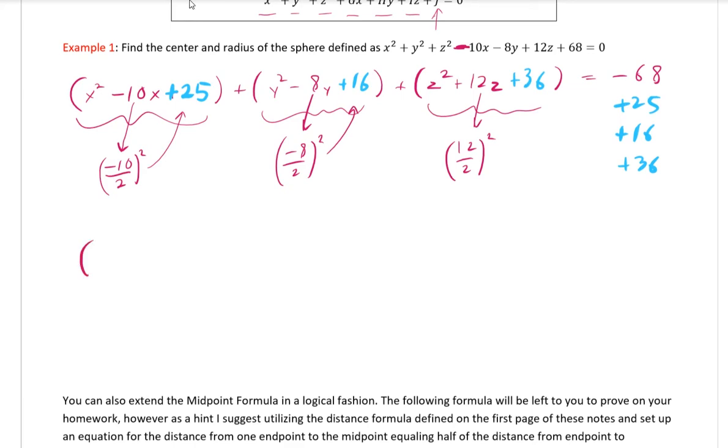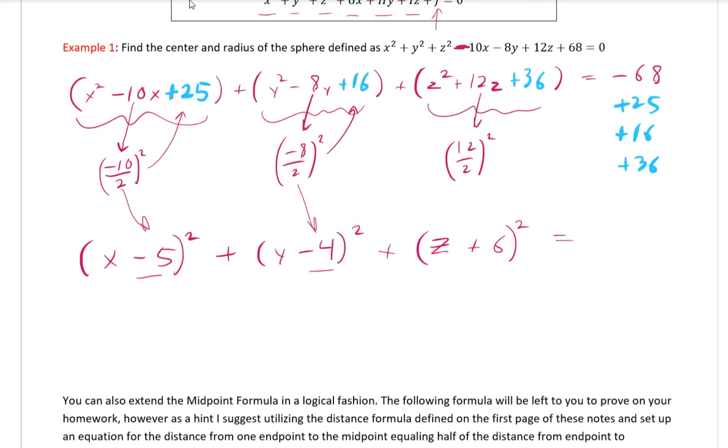What that will leave me with is x squared minus 10x plus 25, which is going to be x minus 5 squared. Y squared minus 8y plus 16 is going to be y minus 4 squared. If you have trouble defoiling these, you should note that this minus 5, this negative 4, is also this number, just without the square. And then z, we get z plus 6 squared. On the other side, if we do negative 68 plus 25 plus 16 plus 36, we should get a total sum of 9.